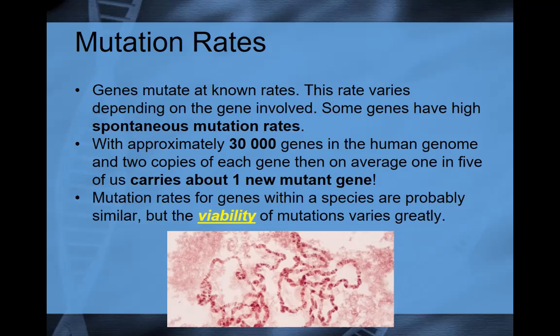With approximately 30,000 genes in the human genome and 2 copies of every gene, then an average of 1 in 5 of us carries a brand new mutant gene, one that's never been seen anywhere else in the entire world. But remember that when we start saying a new mutant gene, a lot of those don't have an actual impact on the outcome. Okay, not a large impact at least.